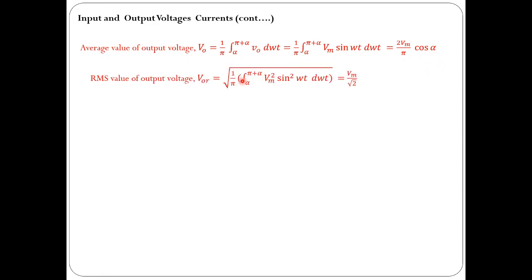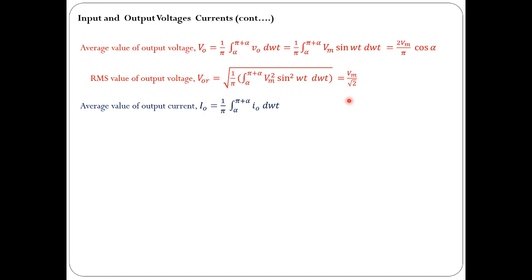Coming to the RMS value of output voltage, we know the RMS value formula is this. Find the integration of the square of the voltage waveform, divide it by pi radians and apply the square root. If you do so, you will get the value equal to Vm by root 2, and this Vm by root 2 is the same as the RMS value of the input voltage.